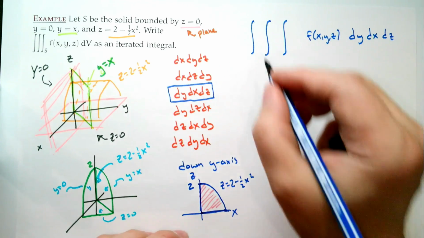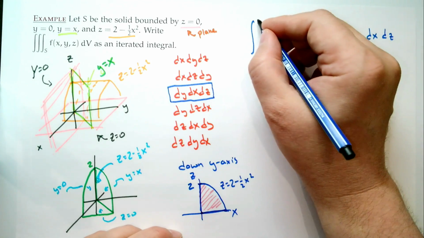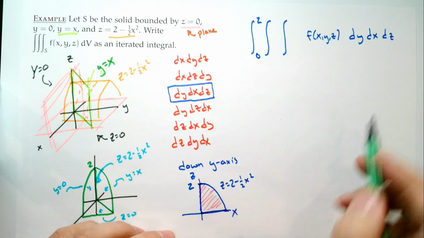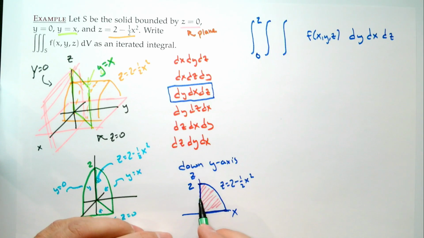0 to 2. Fantastic. And we're looking for numbers. So that was easy. Now we go to our next layer. So I have z. Next thing to do is to figure out what happens with x. So I have z, and I'm going to say, where does x go between?